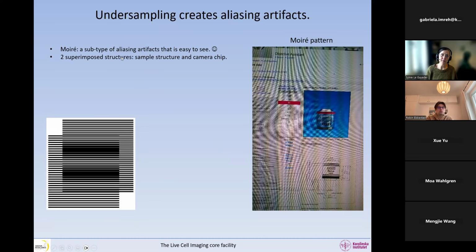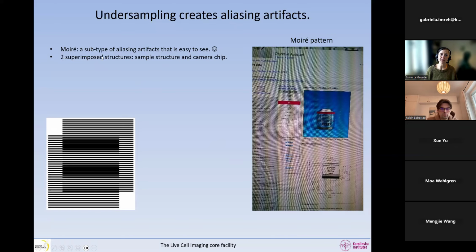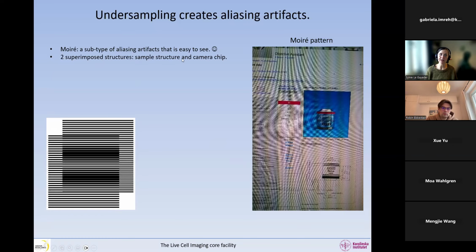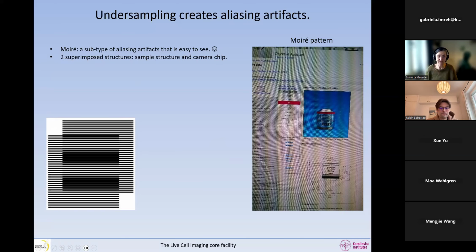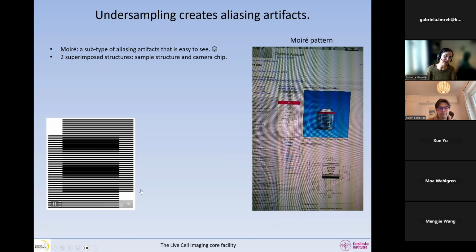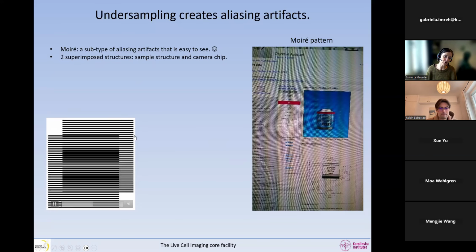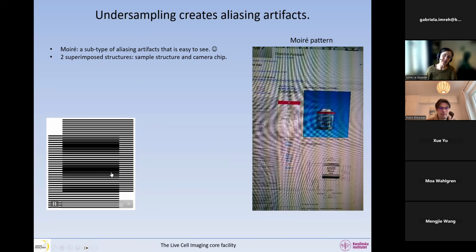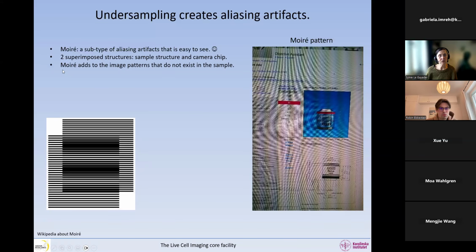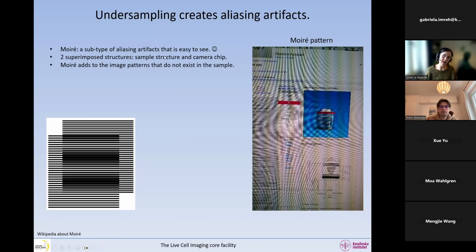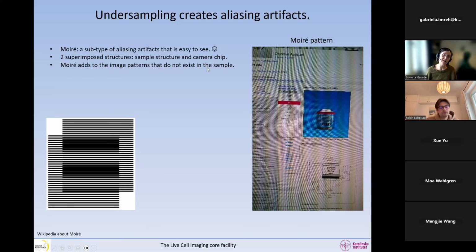Moire patterns happen when we have two superimposed structures. So in our case, we have a structure in the sample, and we have the camera chip, which is structured, it has a grid. So what you can see in here, if you superimpose two structures, is that you get these thick black lines that are created and do not exist in the sample. And so the moire adds to the image some patterns that do not exist in the sample.